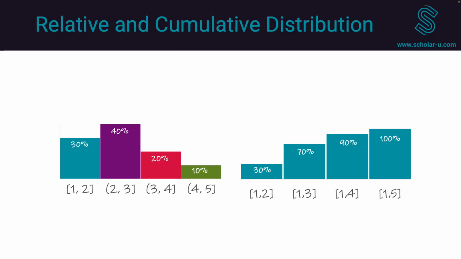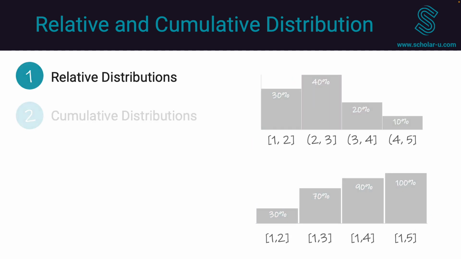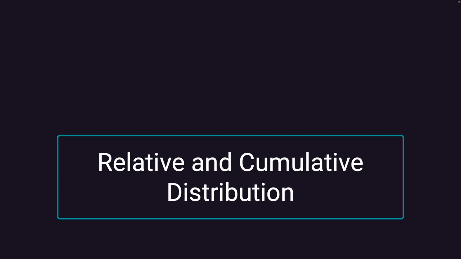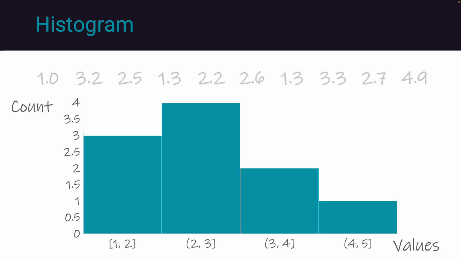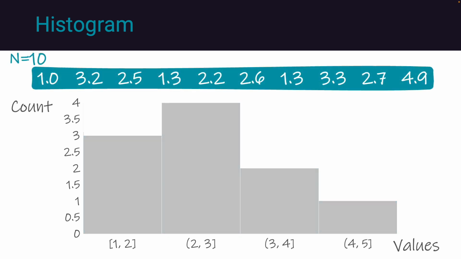In this video, we'll explore variations of histograms, specifically delving into relative distributions and cumulative distributions. In a previous section, we examined the ratings of 10 sushi restaurants using a histogram to illustrate a frequency distribution. Our sample size, denoted by n, was 10.